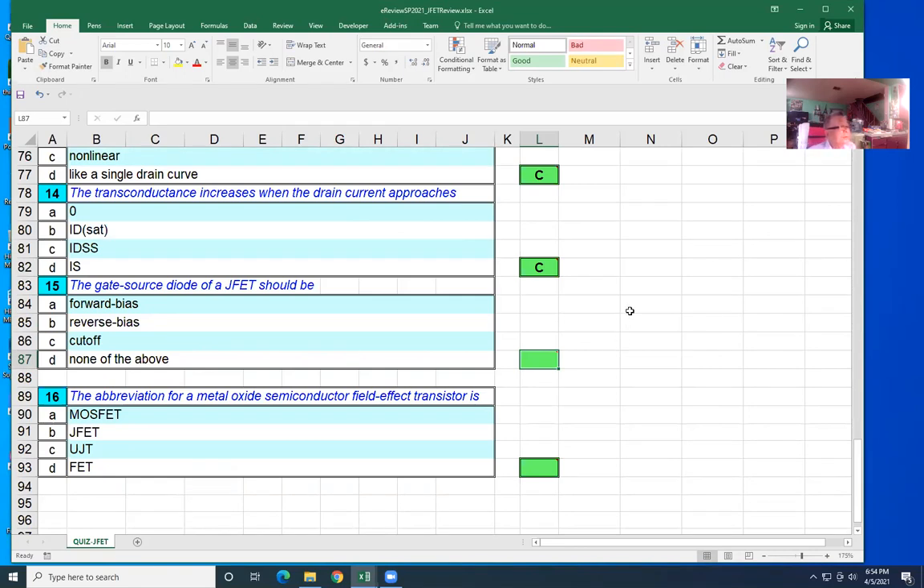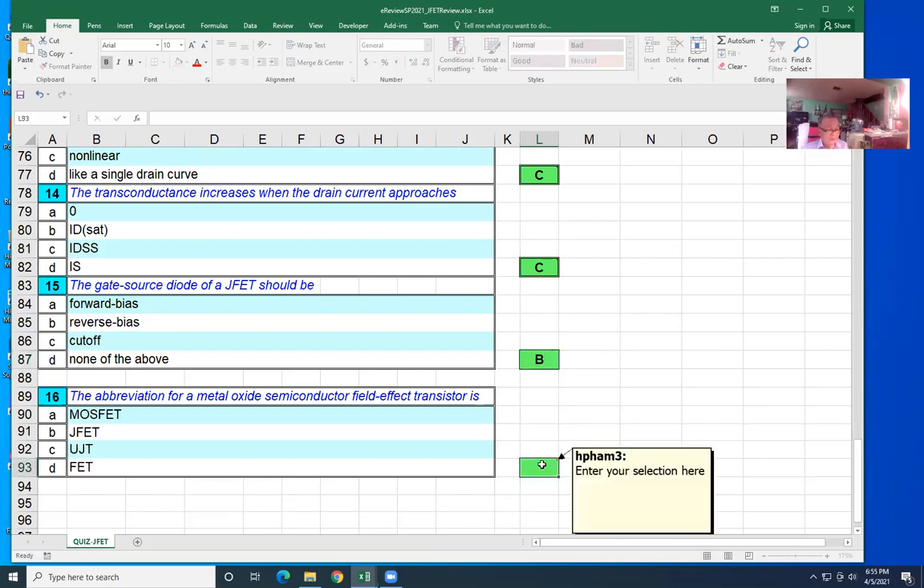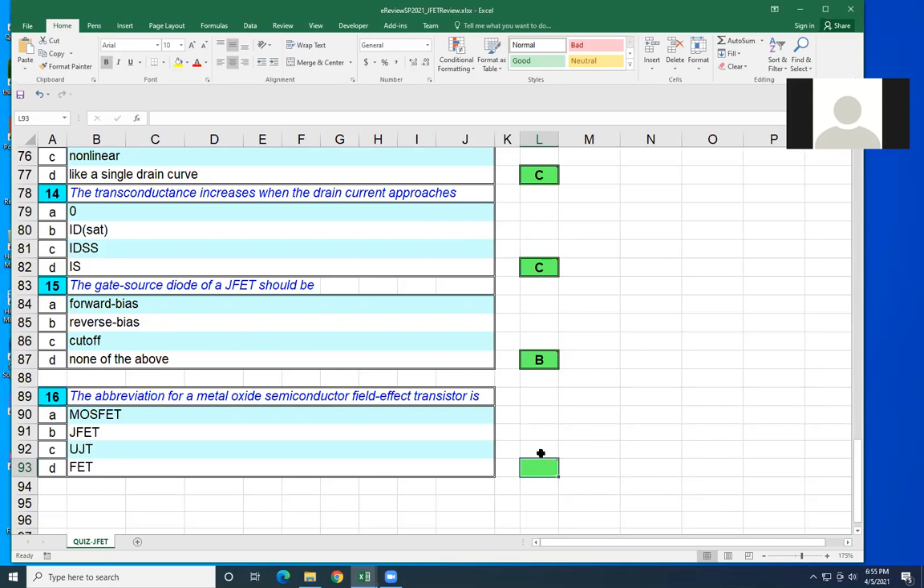Okay, 15. The gate source diode of a JFET should be reverse biased. You already know, B, right? Reverse bias. Last one. The abbreviation of metal oxide semiconductor field effect transistor is MOSFET. A.